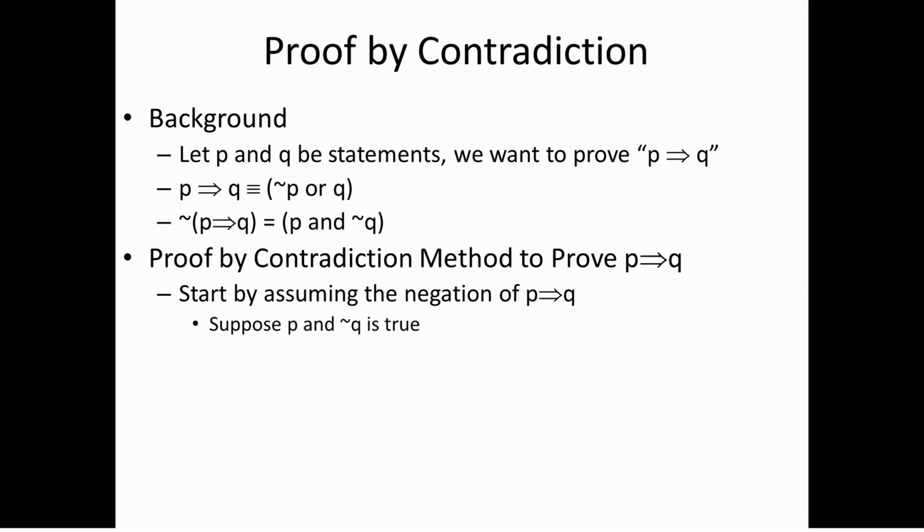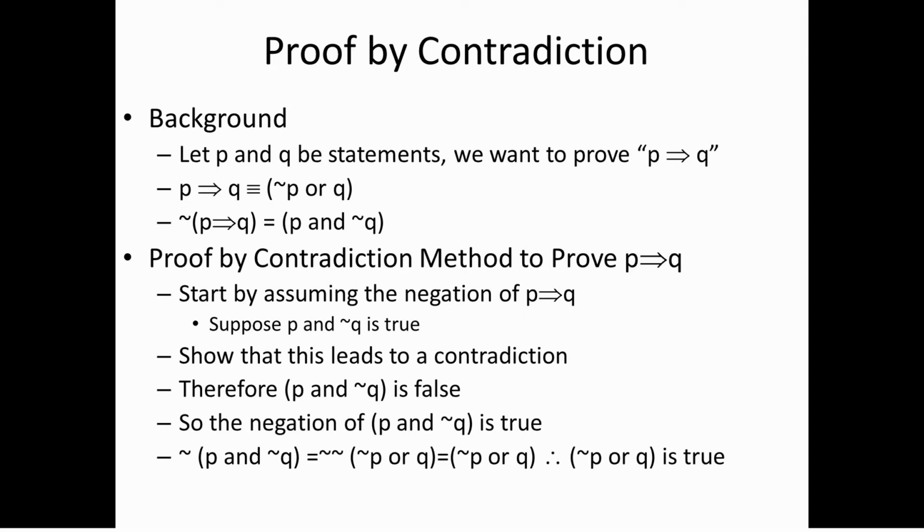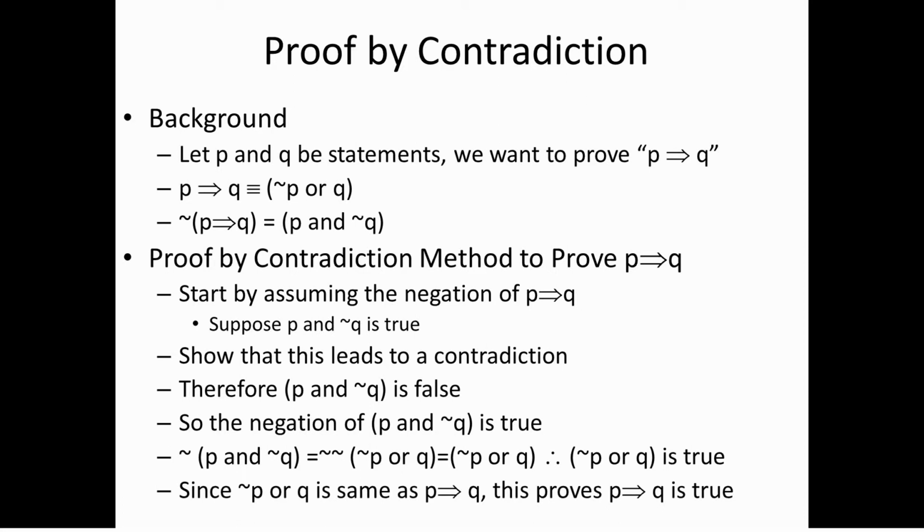So we suppose that the negation of P implies Q is true. We show that it leads to a contradiction. Therefore, it's false. Therefore, its negation is true, and its negation, of course, is not P or Q, which is true. And since not P or Q is the same as P implies Q, this proves that P implies Q is true. So this is the structure of how a formal proof by contradiction works.